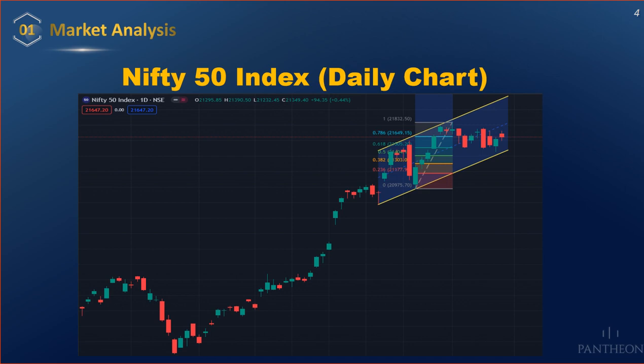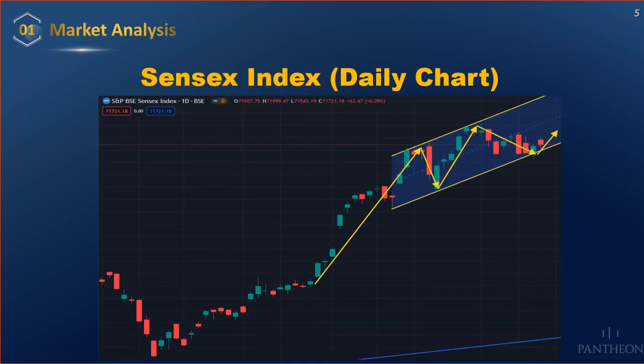Let's move on to Sensex. Okay, as for Sensex, similarly, the index is also in an upward channel, but overall it seems to be slightly weaker than the Nifty index. On the previous trading day, the index had broken below the lower support of the channel, but eventually closed above the channel line. So, as for now, the upward channel still remains strong.